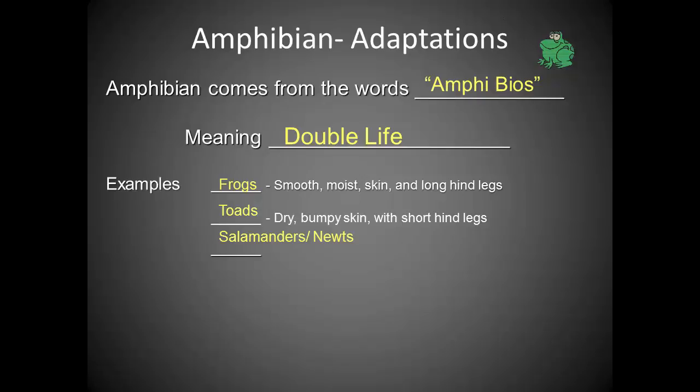What's the difference between a frog and a toad? Frogs usually have much thinner skin. They have longer hind legs. Toads usually are dry. They have thicker, bumpier skin, more waterproof. Shorter legs.